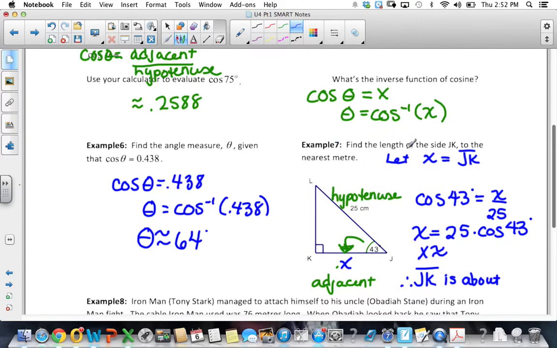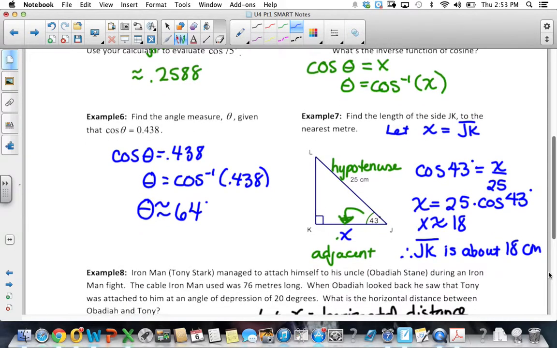Number 7, find the length of JK. So I've got my let statement that says x equals JK. I have the angle. I'm trying to find the adjacent side, and I'm given the hypotenuse, so I'm going to use the cosine trig function. So I have cosine of 43 equals x over 25. Cross multiply. X is approximately 18, and again, JK is about 18 centimeters. You definitely want to have units in these problems because units are given.